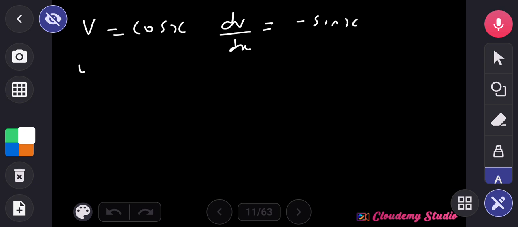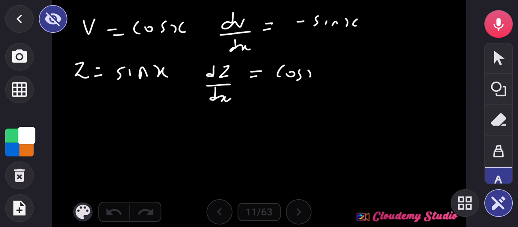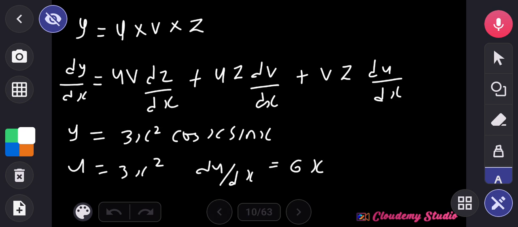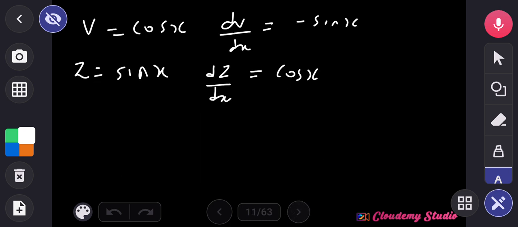What is our z? Sorry, that is u, v, and z, right? Our z equals to sin x. And our dz upon dx will be equals to what? Will be equals to cos x. So this is our u, v, and z. You understand? So we already know that our u equals to 3x squared, like we said before, and our du upon dx equals to 6x.